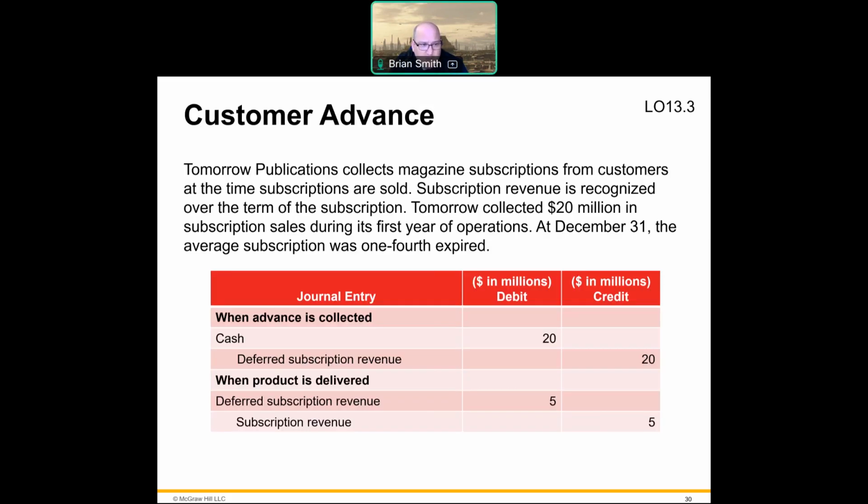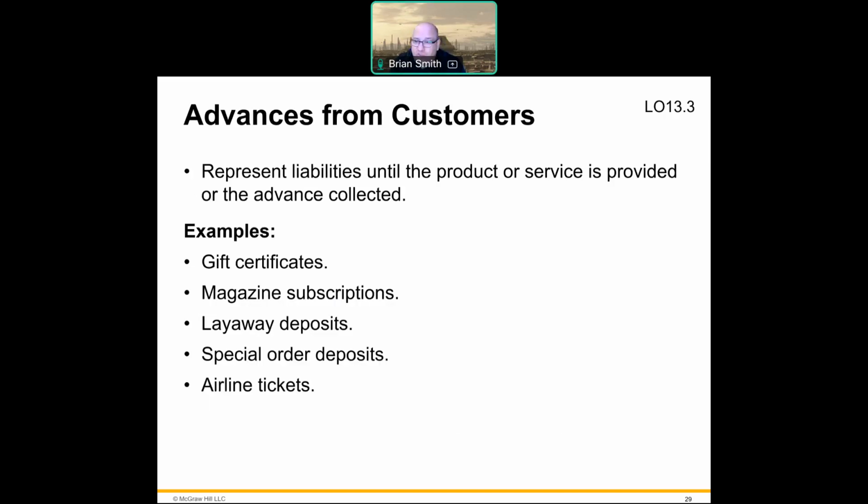So when we get it, we can debit cash, credit whatever the unearned revenue account is. In this case, it's magazines, deferred subscription revenue. You could call it whatever you want. Gift certificates. You could call them layaway. It doesn't matter as long as you understand it's something you haven't earned yet and that you will earn once things are delivered.